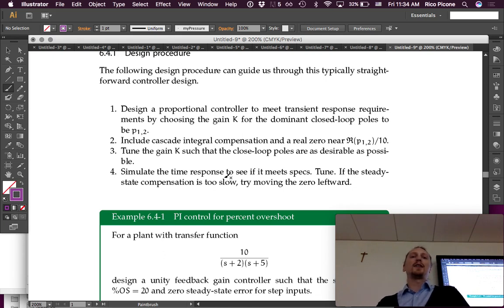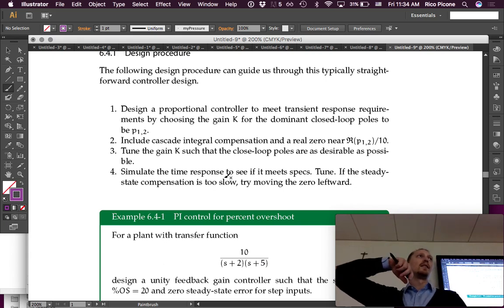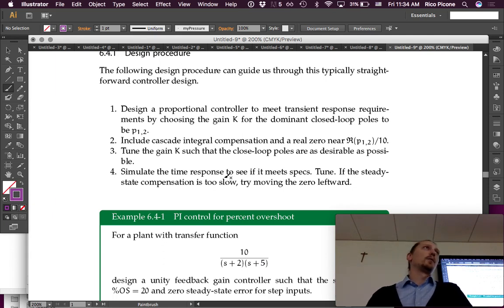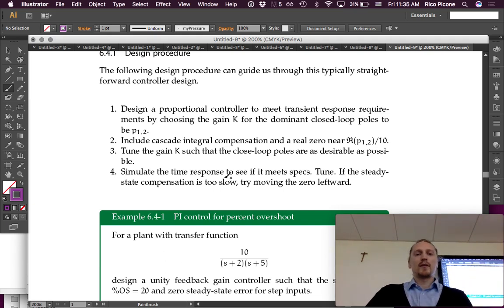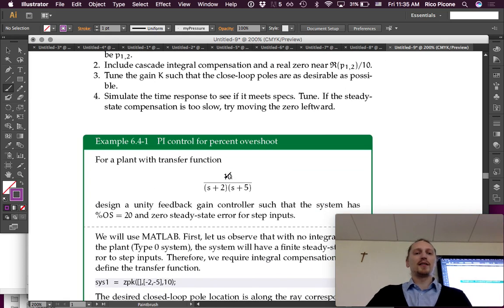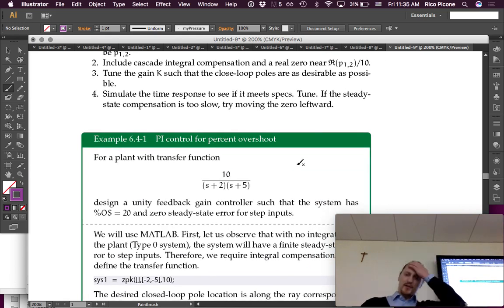If the steady state compensation is too slow, that sort of steady state ooze back up to the final value that you desire, try moving the 0 leftward. So if you move the 0 to more negative values, then you're going to speed that up. But you are going to affect the transient response as well. So that's the point that you have to start to feel the trade-off and decide where you want to end up. So this is sort of a fluid process. So let's do the example then.